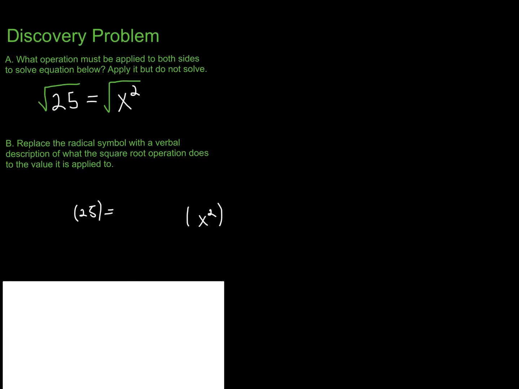Okay, so now what I want you to do is replace the green radical symbols with a verbal description of what the square root operation does to the value it is applied to. So in other words, write in words, and I'm going to write it in green here to represent the radical symbol. What does it mean when I apply the radical symbol, and then leave it as applied to and let this number fill in the blank? Okay, so the radical symbol, whatever your description is, will equal and let this fill in that blank.